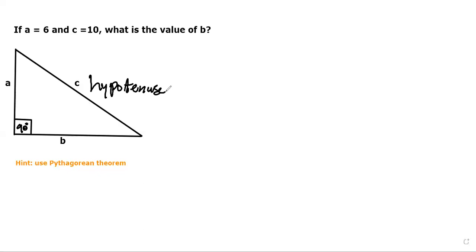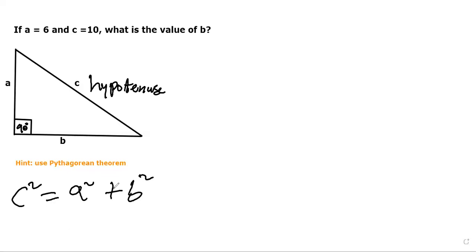What he said is that the square of the longest side is equal to the sum of the squares of the two short sides. So this is what it means. C, which is the hypotenuse, is the longest side. C squared equals A squared plus B squared. So when you take the square of the hypotenuse, it equals one short side squared plus the other short side squared, right? So that's what it means.